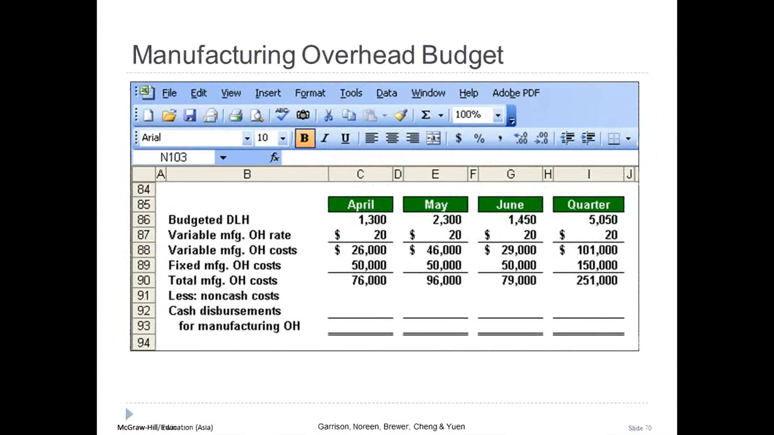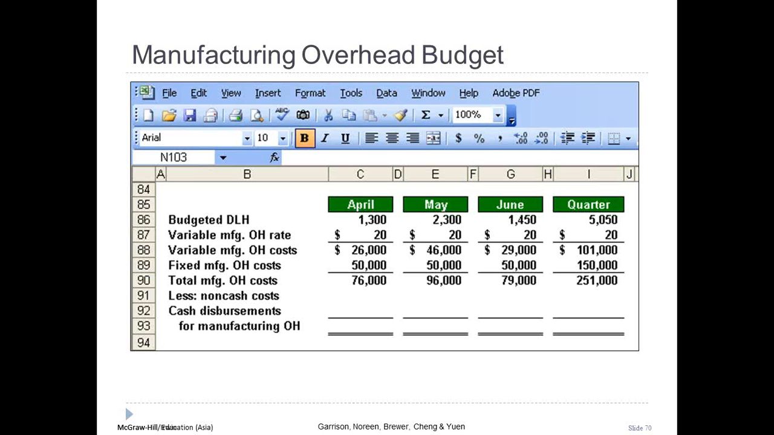The second step is to add the fixed manufacturing overhead costs, which are $50,000 per month, to the variable overhead costs to arrive at total manufacturing costs for each month and in total. We estimate total overhead of $76,000 in April, and for the quarter we expect a total of $251,000.